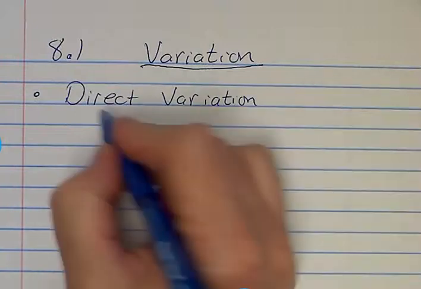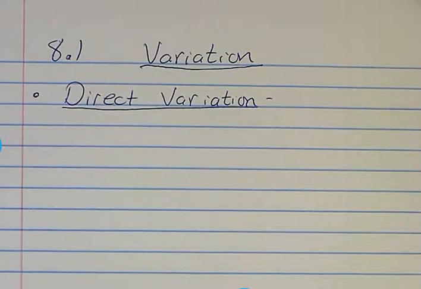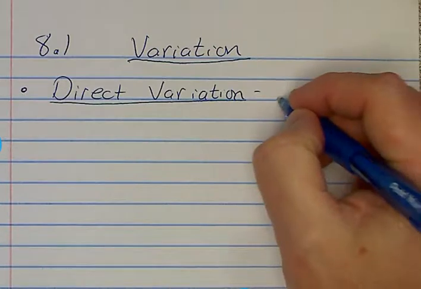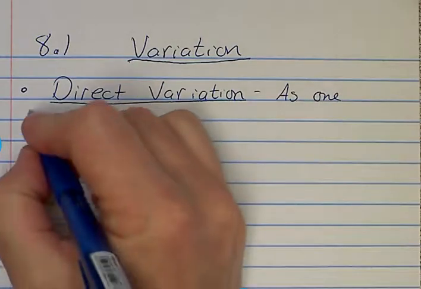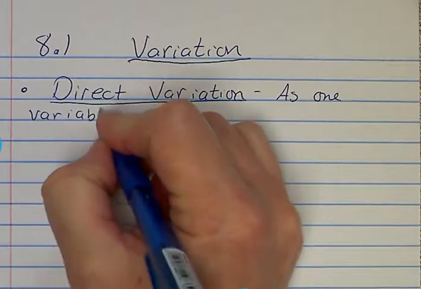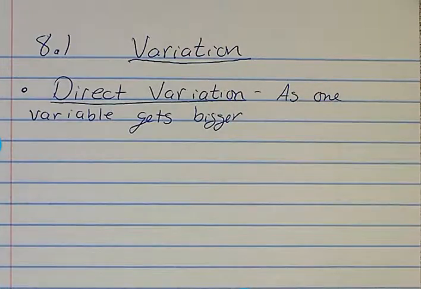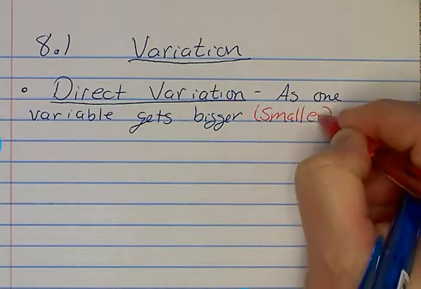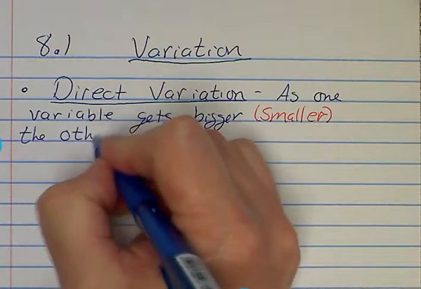And the first type we're going to look at is direct variation. And here's the basic idea of what we're doing for direct variation. When we're talking about variation, we're talking about between two different variables. So for direct variation, as one variable gets bigger, or if you want to go on the flip side, if that variable gets smaller, the other variable is going to react in the same way.